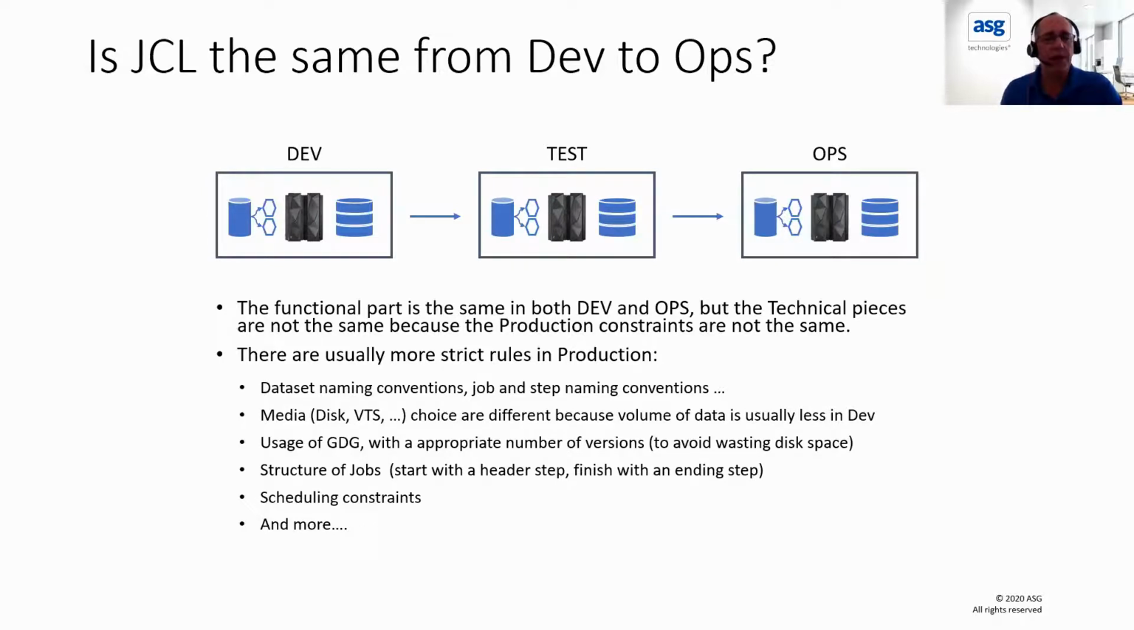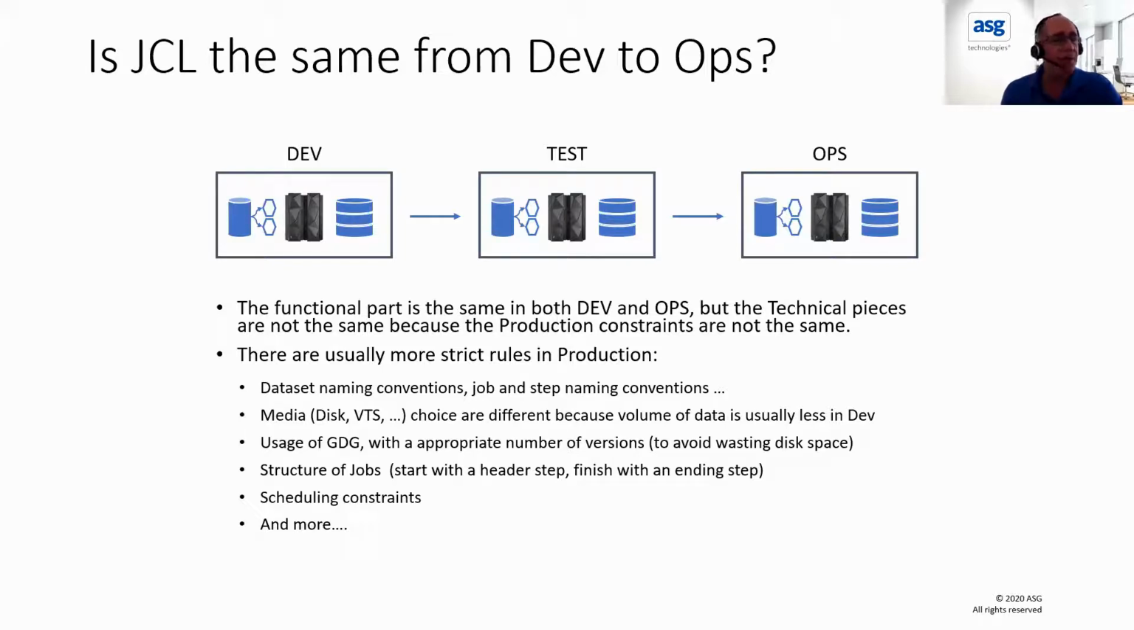You have the dataset naming conventions, the step naming conventions, job names. Your media could be in development on specific media types. When you move it into production, it could change. Data sets that are on GDGs. Did I create my index before I moved it over into those environments?